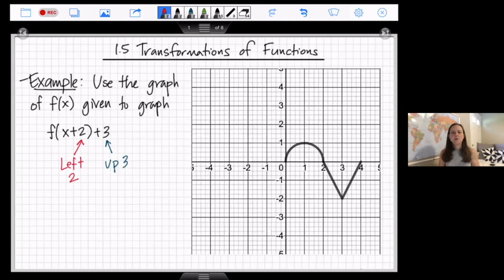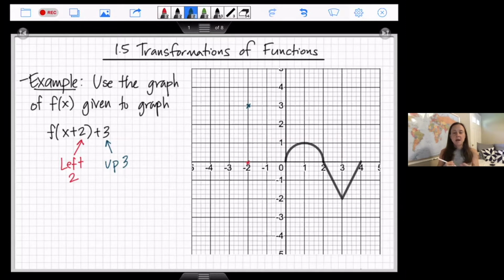All right, so I'm going to do both of these at the same time. I'm going to grab the point that is at 0, 0, the origin, and I'm going to move it to the left 2 and then up 3. Okay, so if I go to the left 2, that would land me here at negative 2 comma 0, but then I'm going to also move it up 3. So then I'm going to go 1, 2, 3. So that leftmost point of that semicircle is going to be there at negative 2 comma 3.